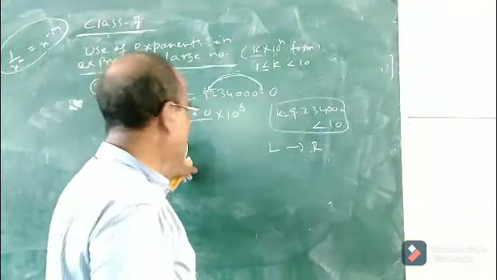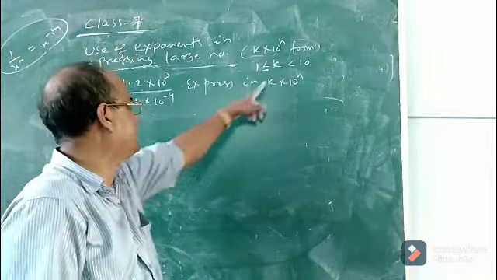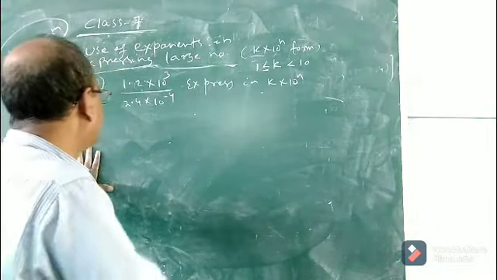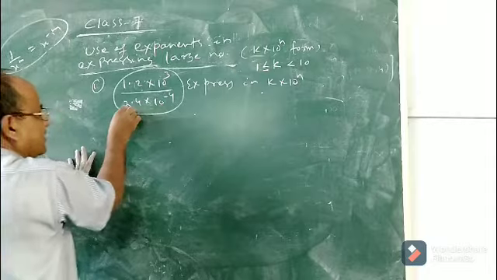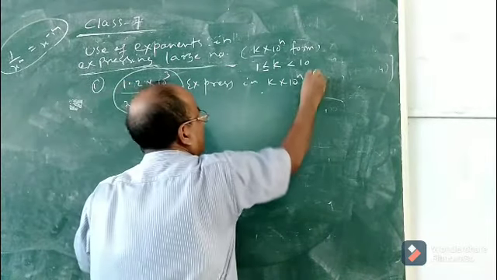1.2 into 10 to the power 3, divided by 2.4 into 10 to the power minus 4. See, children, what is the question? Express this expression in k into 10 to the power n form. First you simplify this, because without simplification we cannot express it in k into 10 to the power n form.